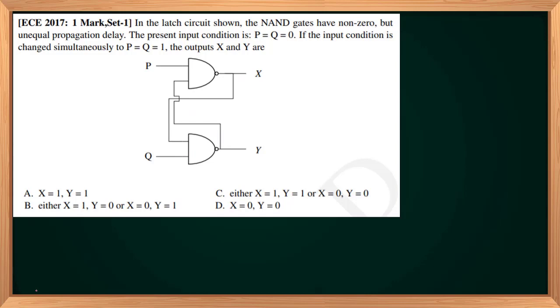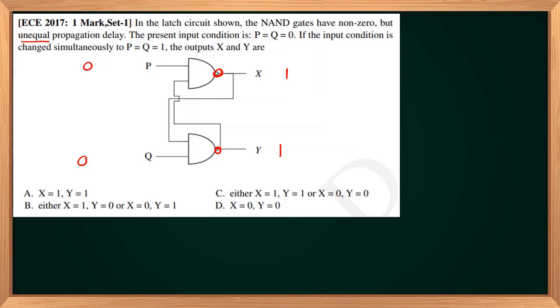In the latch circuit shown below, the NAND gates have non-zero but unequal propagation delay. The word unequal is important. The present input condition is PQ equal to 0, 0. If the input condition is changed simultaneously to P equal to Q equal to 1, then output X and Y are, right? The initial values are P equal to Q equal to 0, and that will guarantee X equal to Y equal to 1, because both gates are NAND gates. If one input is at logic 0, the output will be at logic 1.